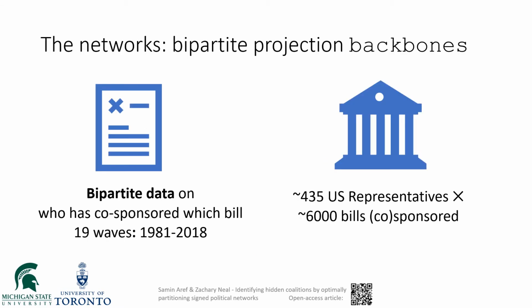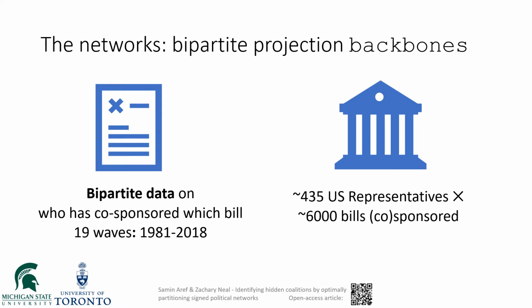Based on the method I briefly described, we use bipartite data on bill co-sponsorship to create sign networks. These data essentially tell us who has co-sponsored which bill. There are 19 waves of this data for 19 sessions of the US House of Representatives over the time period 1981 to 2018. So we create one sign network for each session, which is a 2-year period of the House of Representatives. In each sign network, we have roughly 435 nodes representing 435 legislators in the US House of Representatives.